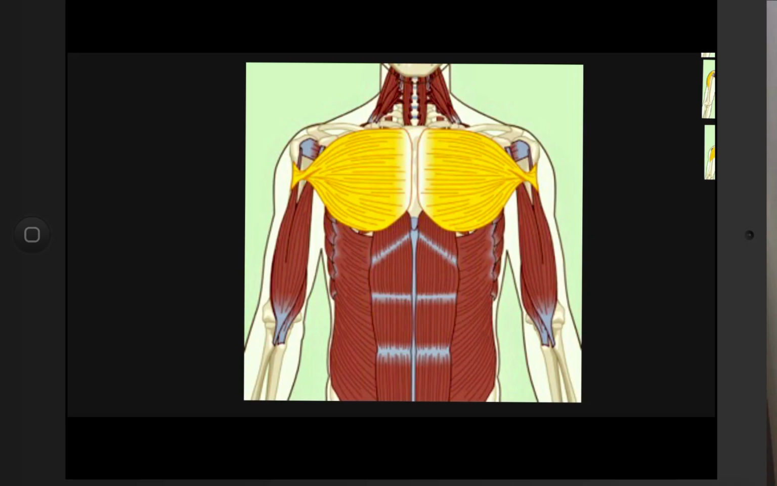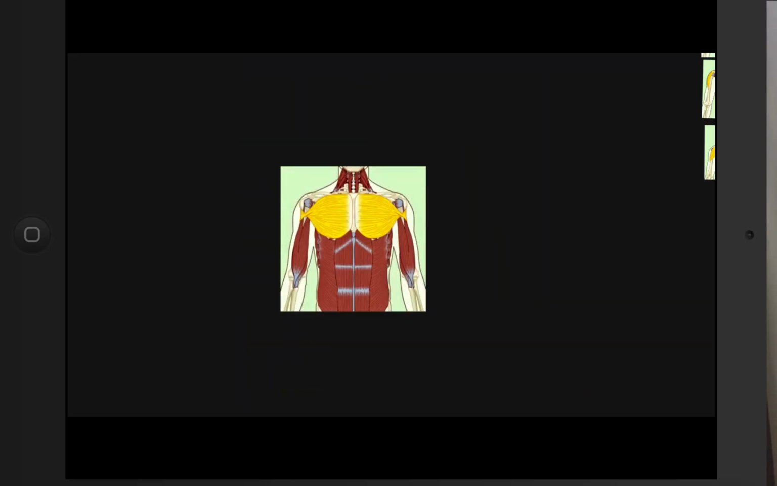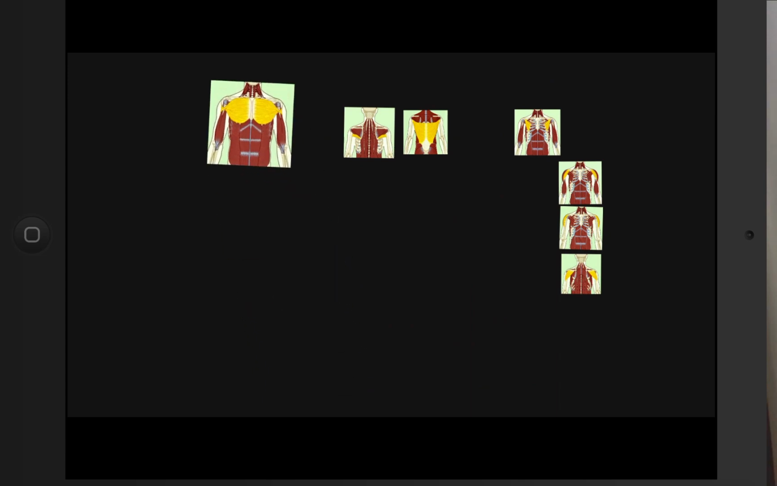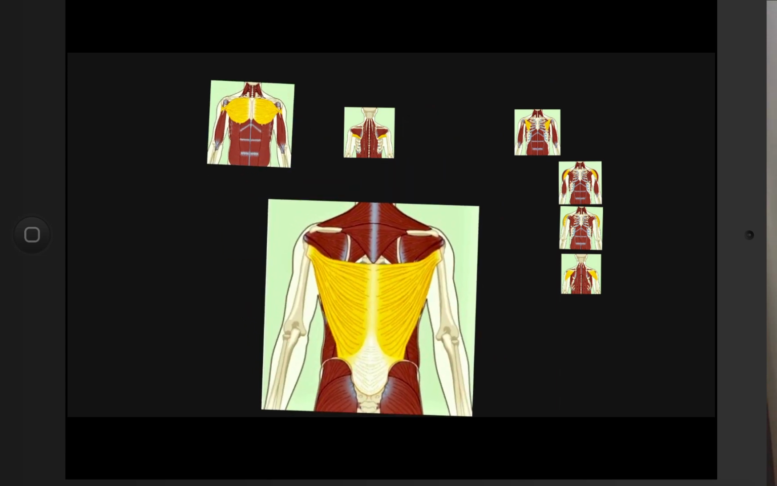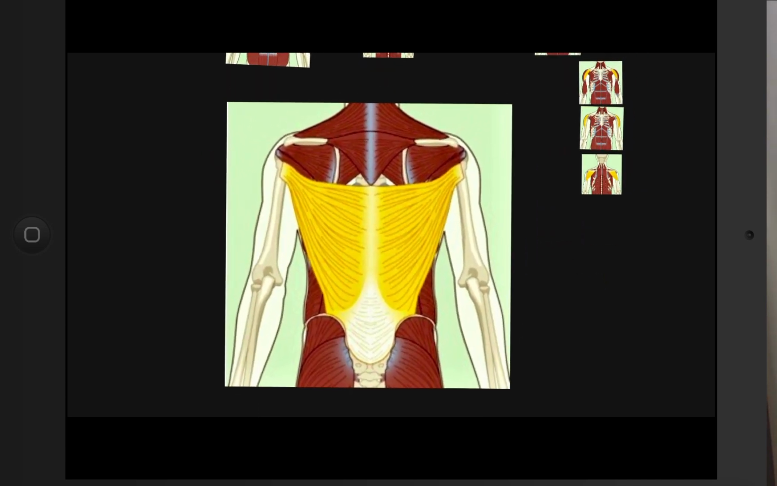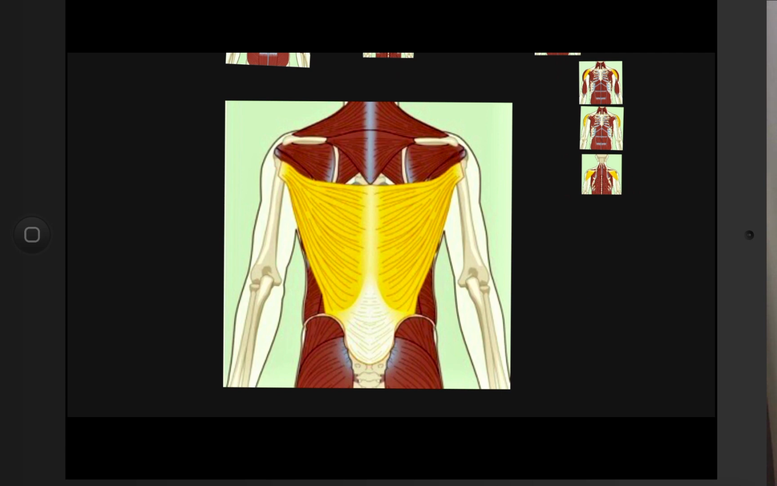All right, so let's move on to the lats. Let me pull the pecs out of the way. I'm going to bring the lats up. Let's bring that in. All right, now look at the lats here.